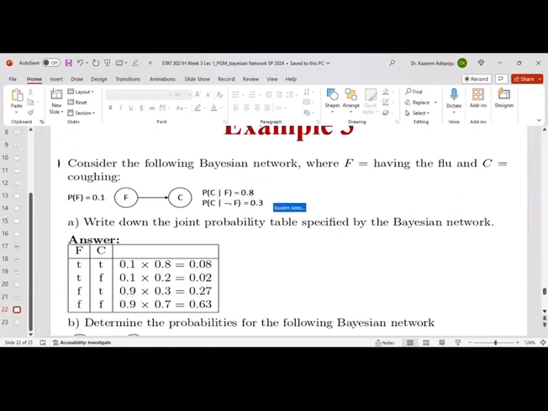Okay, so we're talking about this guy now, true. That gives you 0.027. Then I don't have a flu and I'm not coughing. I do not have this, for me false. What is the probability I don't have a flu? It's going to be 1 minus this, 0.9.